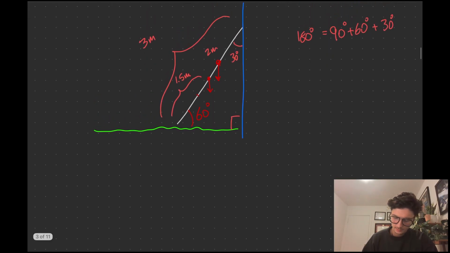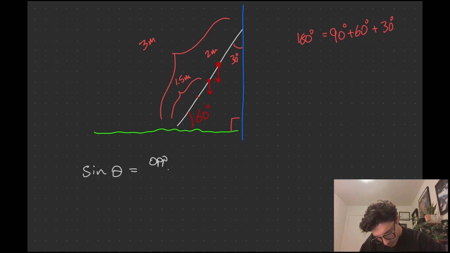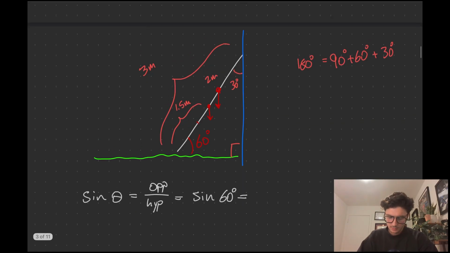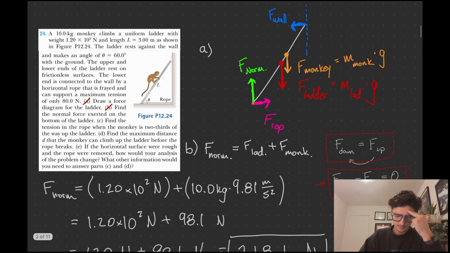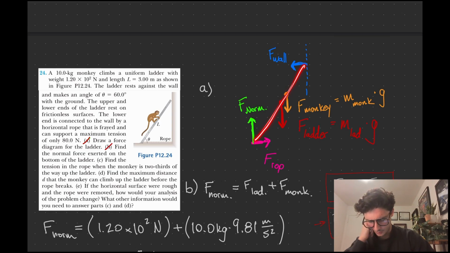I'm trying to think because what I think we can use is sine of theta equals opposite over hypotenuse, right? If we take sine of 60 degrees, then the opposite of sine is going to be, let's talk about forces here. The opposite of sine is going to be this. What is the opposite? Bro, I don't think this is going to work. Sines and cosines here.